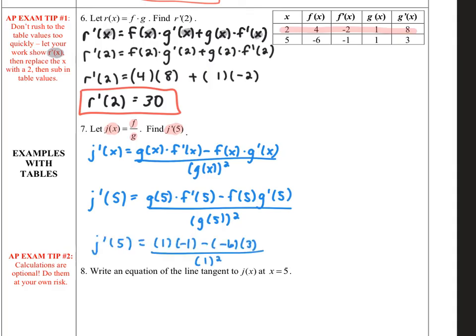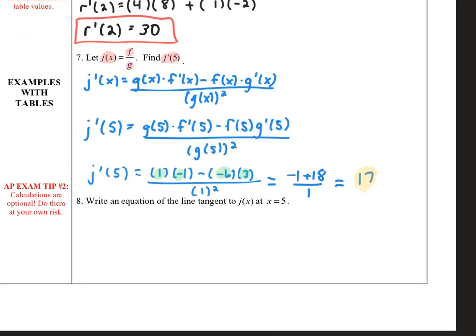Whenever you're working with tables, it's always a good idea to show these values as they're coming from the table. So I want to show in my work the -6, the -1, the 1, and the 3. So show those values that are coming straight from the table. And as a final answer, this is actually okay. You can simplify if you want to, but if you do, you better make sure you do it right. And I get my j prime of 5 value is 17.